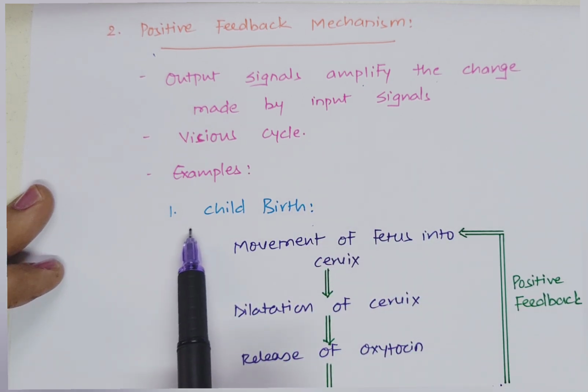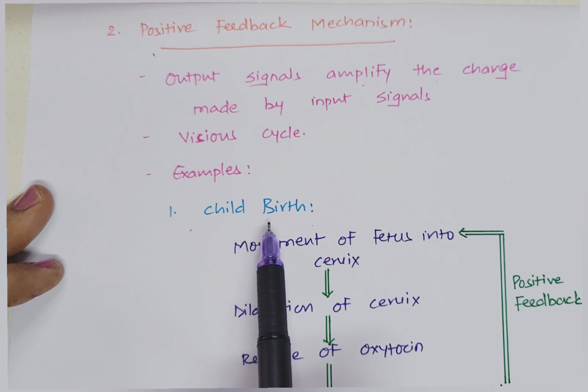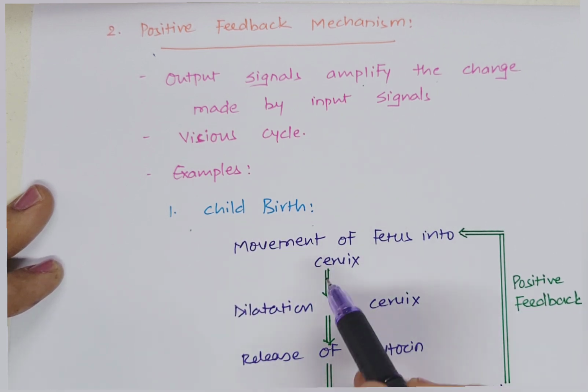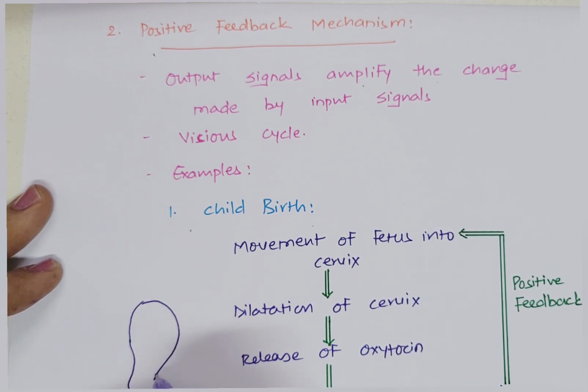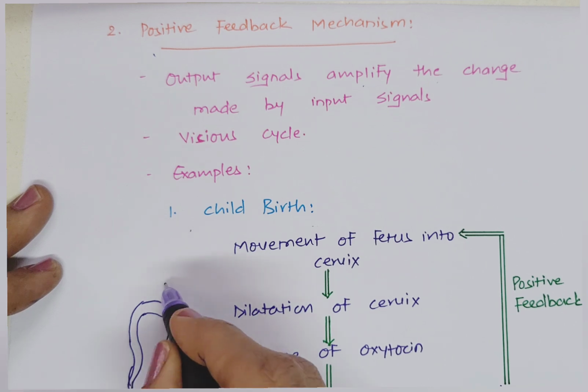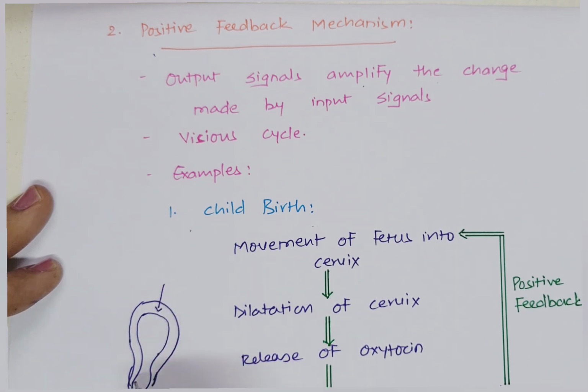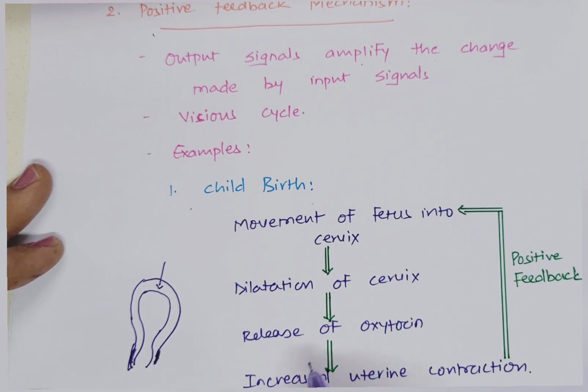One of the examples is childbirth. At the time of delivery of the baby, what happens? There is movement of the fetus into the cervix. Cervix means, you can see, suppose this is the uterus, okay, and the neck of the uterus, suppose this is the baby. So the head of the baby is here at the neck of the uterus, the cervix, which is stretched by the movement of the fetus, and whenever the cervix gets dilated here, okay, what happens?